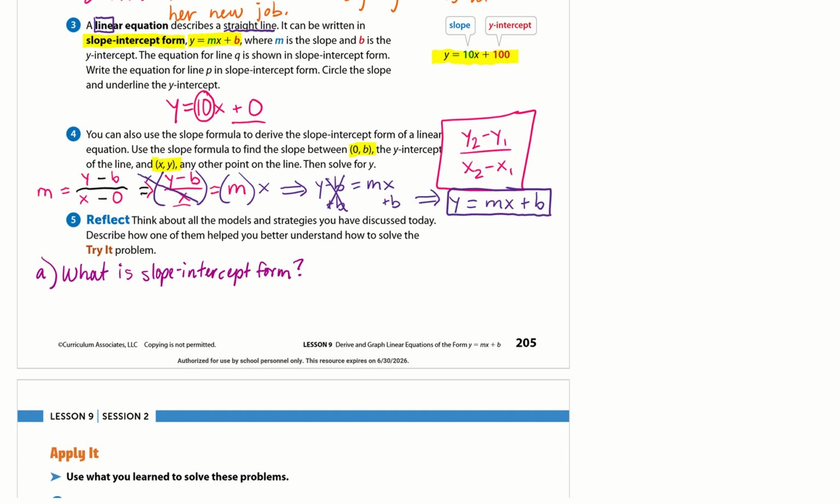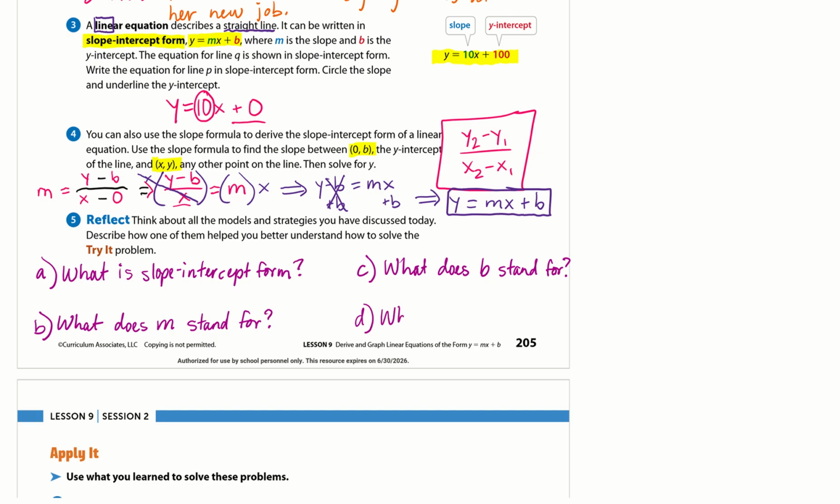The second question that I want you to answer, what does M stand for? Okay, what does the letter M stand for? The third question I want you to answer, what does B stand for? Okay, and then the last question that I want you to answer is what is a y-intercept? So kind of in your own words, what is a y-intercept?